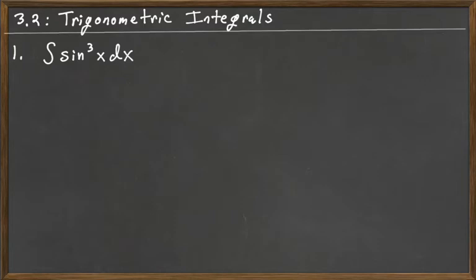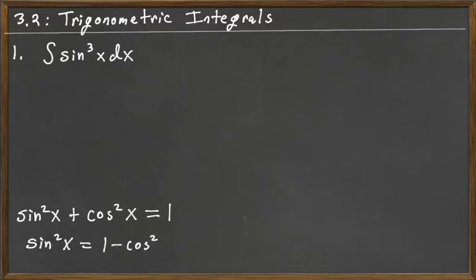Now, the first one I have on here is the integral of sine cubed. That one doesn't have any cosines, so we're going to have to get some cosines or some sines in there. All right, so let's go ahead and recall the Pythagorean identity. Sine squared plus cosine squared is equal to 1. If we solve this for sine squared, the sine squared of x is equal to 1 minus the cosine squared x.